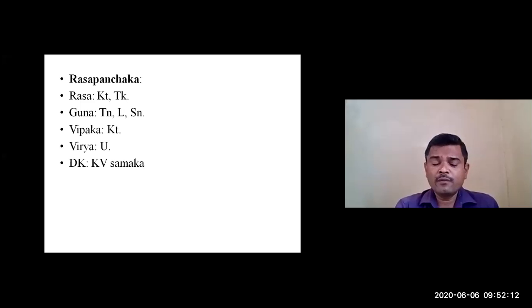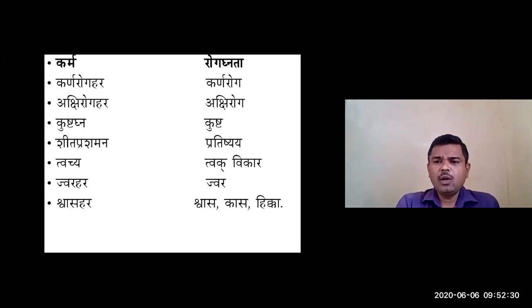Tikshna is also one of the important gunas. Tikshna, laghu, snigdha guna, and katu vipaka, ushna virya. So katu tikta rasa, laghu, tikshna, snigdha guna, ushna virya, katu vipaka, and kapha vata shamaka. Next, karma and rogaghnata. Mainly in case of urdhva jatrugata vikaras.